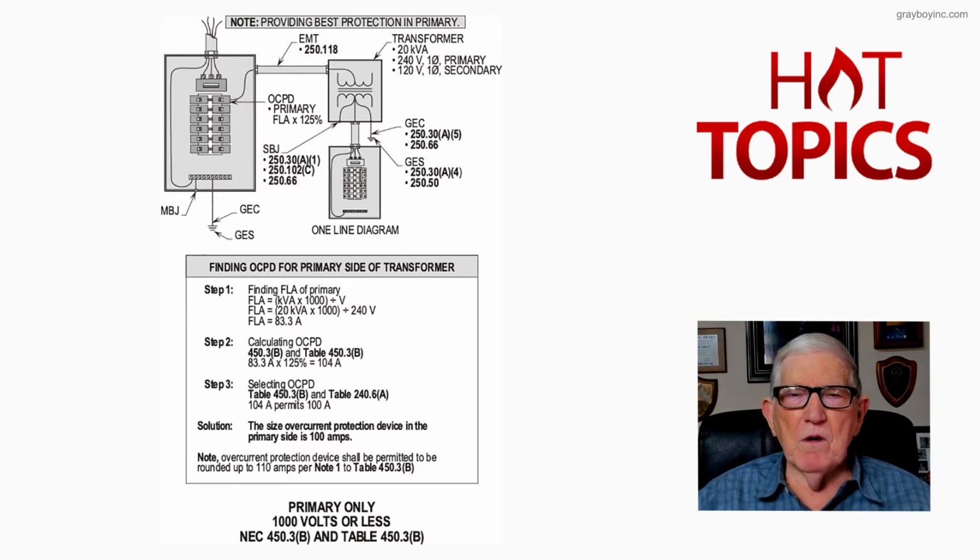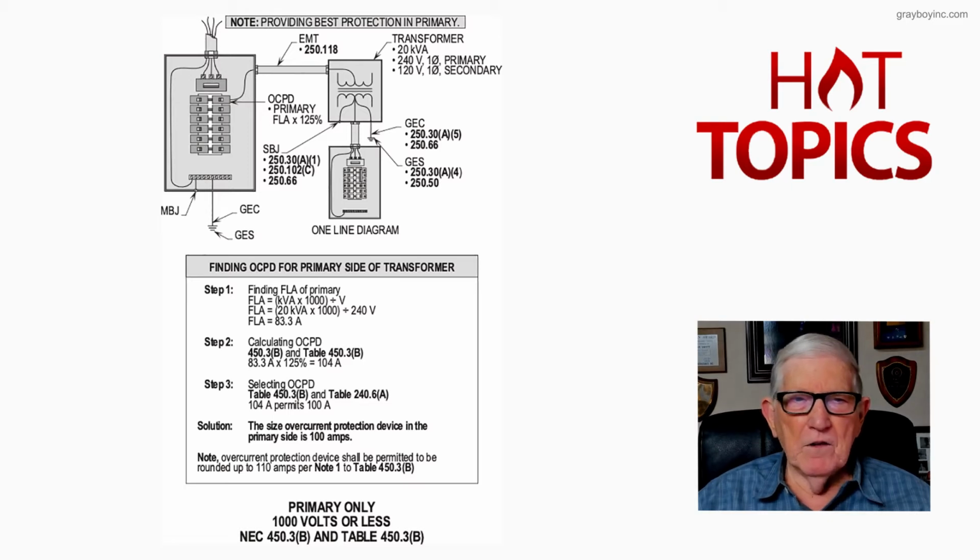We also want to take a look at a rule of thumb for figuring the inrush current, which we've had a request to do. Before we get started, let's look at the transformer itself. It's a 20 kVA, 240 volt single phase primary, 120 volt single phase secondary.